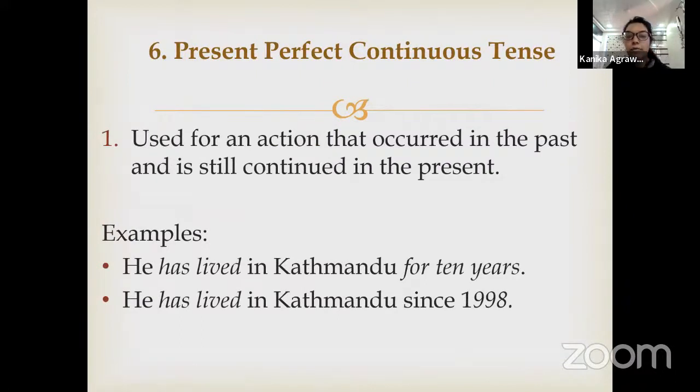Now you have a more upgraded version, okay? Present perfect continuous is similar to present perfect tense. The only difference is that in this, the action is still being continued, okay? So it is used for an action which has occurred in the past and is still continued in the present, okay? For example, he has lived in Kathmandu for 10 years. He has lived in Kathmandu since 1998. He has taught in this college for 10 years.